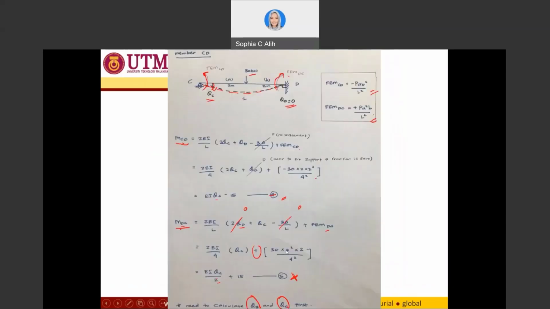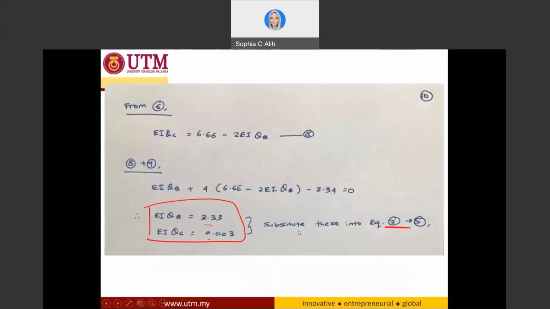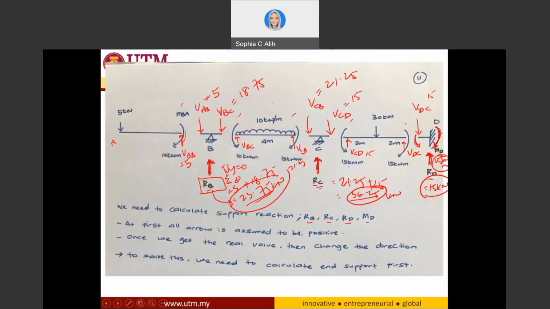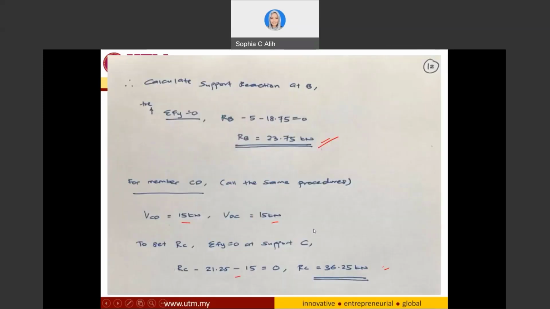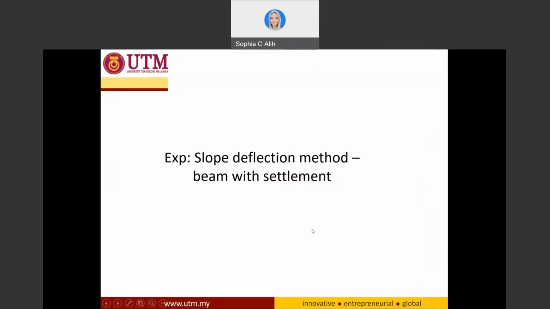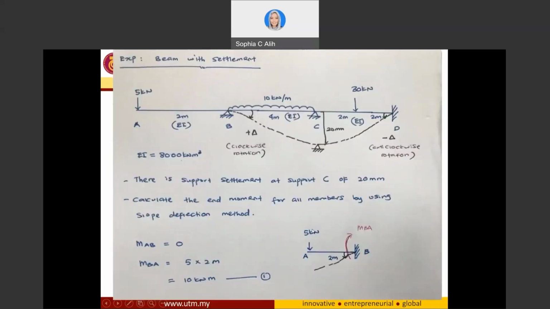In order for you to see better about the example and on how to use the equation, positive or negative and things like this, we are going to do one example, and this example is also similar to the beam that we have already solved before. The only one added is that I mention here the support C settled 20 millimeter downward.